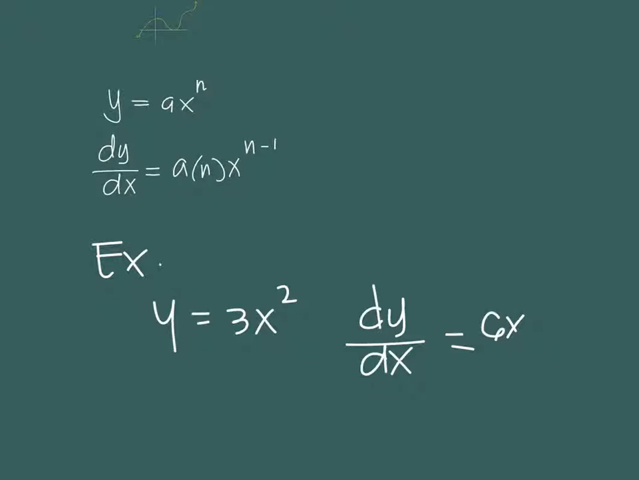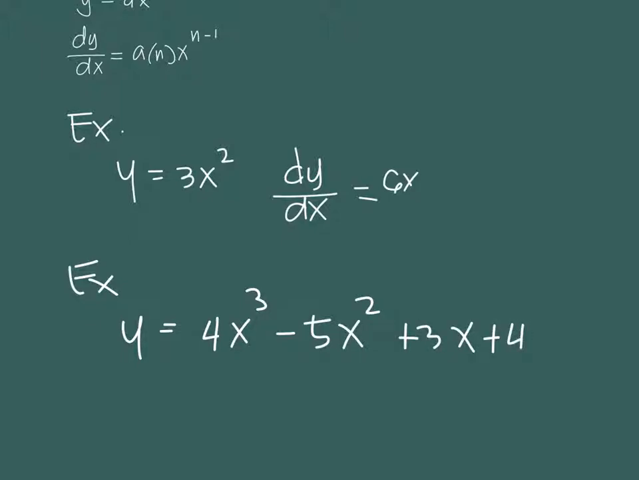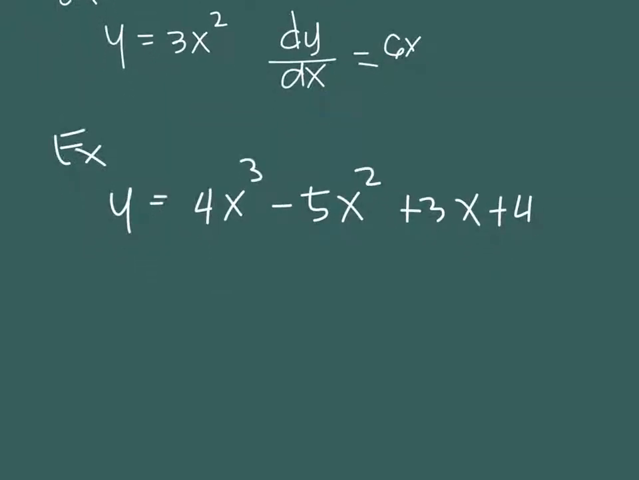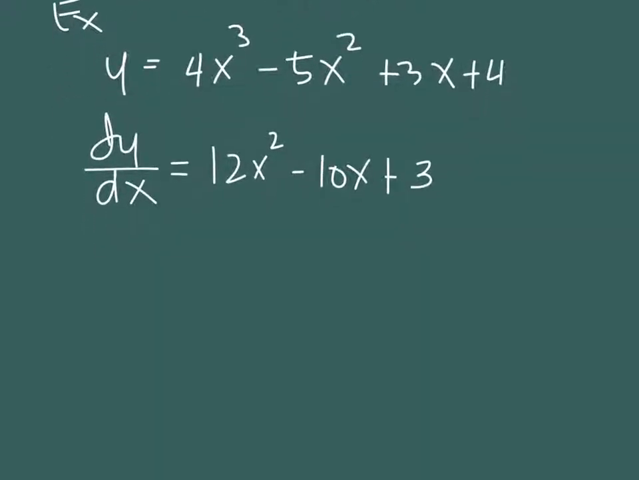Right? And this rule can be extended even if you have something like 4x cubed minus 5x squared plus 3x plus 4. You can get the derivative of y by getting the derivative of each term. So 4x cubed becomes 12x squared minus 10x plus 3. And that's the derivative. Right? So that's the basic rule. The moment you understand the basic rule, we can extend it to the more advanced type of expressions.